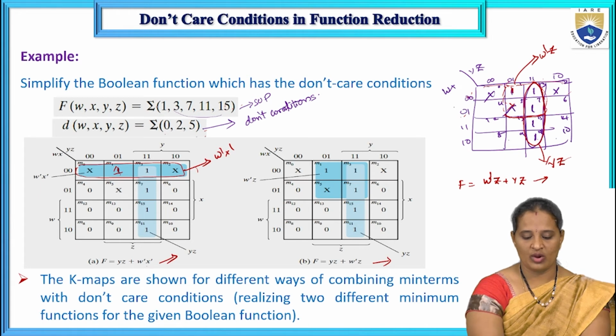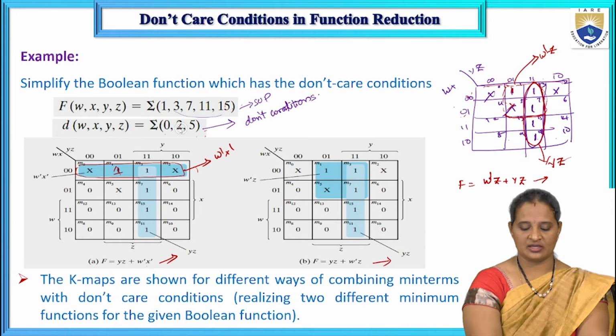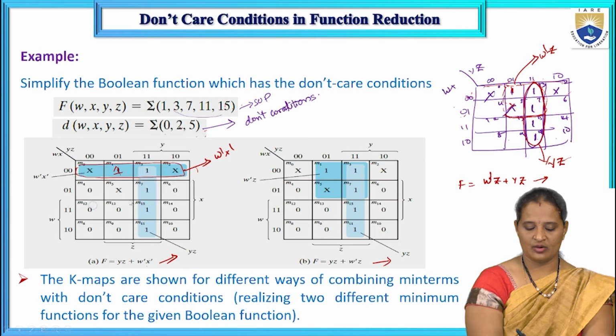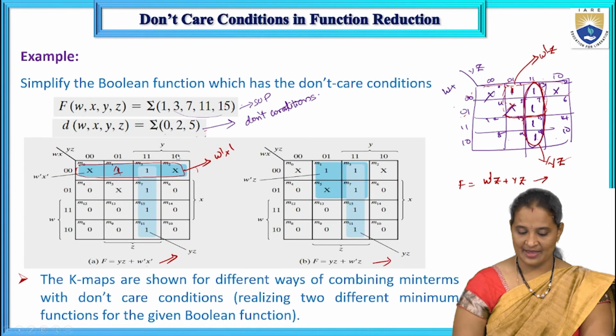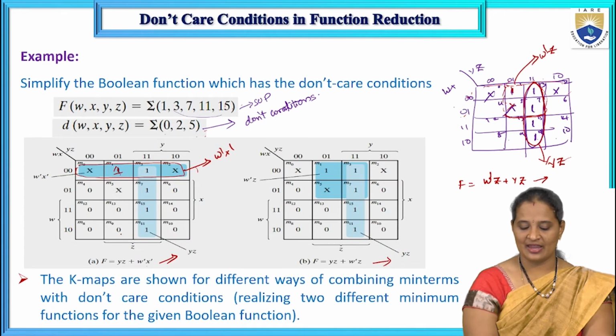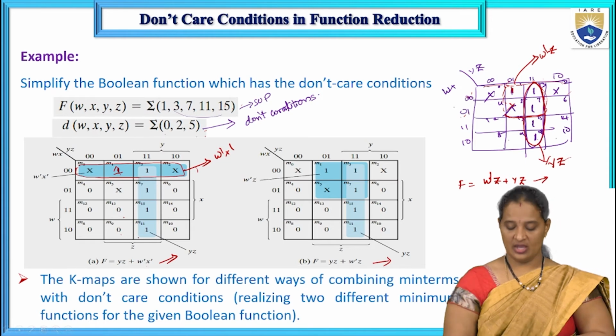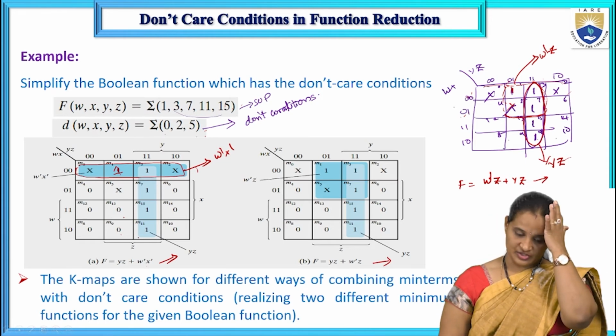So 0, 1, 2, 3 are marked here. M4 is 0. Next, M5 we already have. M6 is 0. Next, M7 is there. 8, 9 are 0, 0. And 10 is also 0. 12, 13. Okay, 14 is 0. So this is the Boolean function.